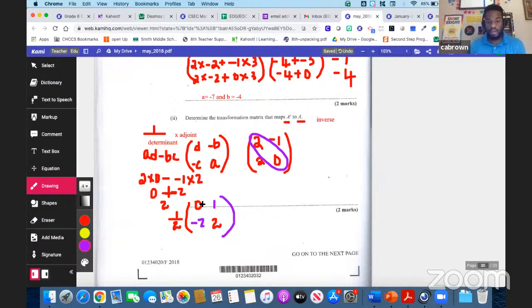We're going to multiply a half by each of the elements. A half times 0, that's 0. A half times 1, that's still a half. A half times -2, that's -1. And a half times 2 is +1. So the transformation matrix that maps A prime onto A is (0, 1/2; -1, 1). So pretty much as I said from the beginning, we're really asked to find the inverse.